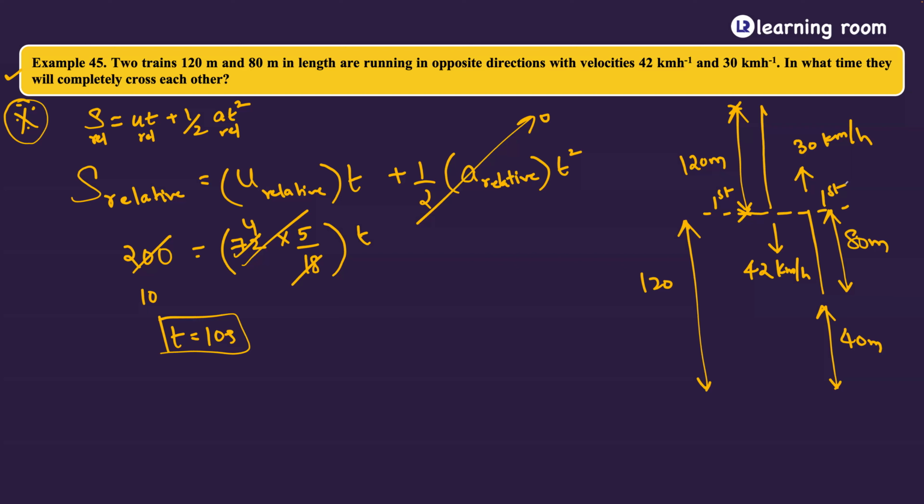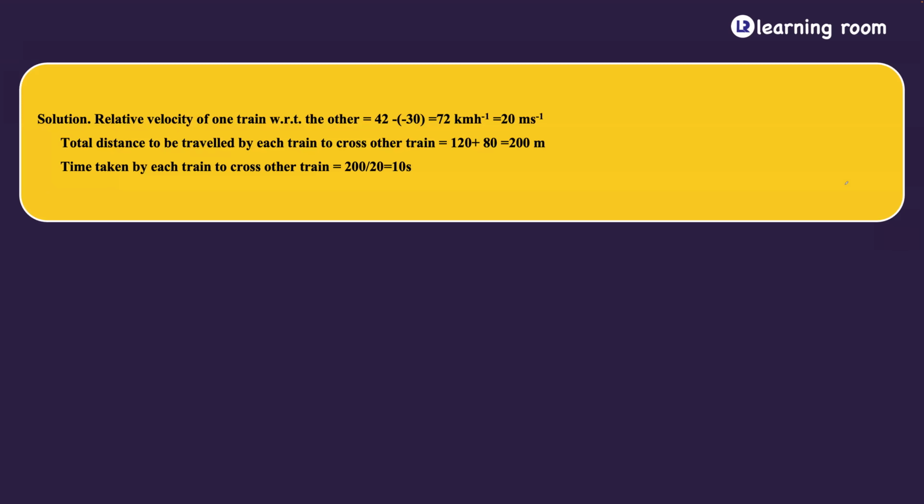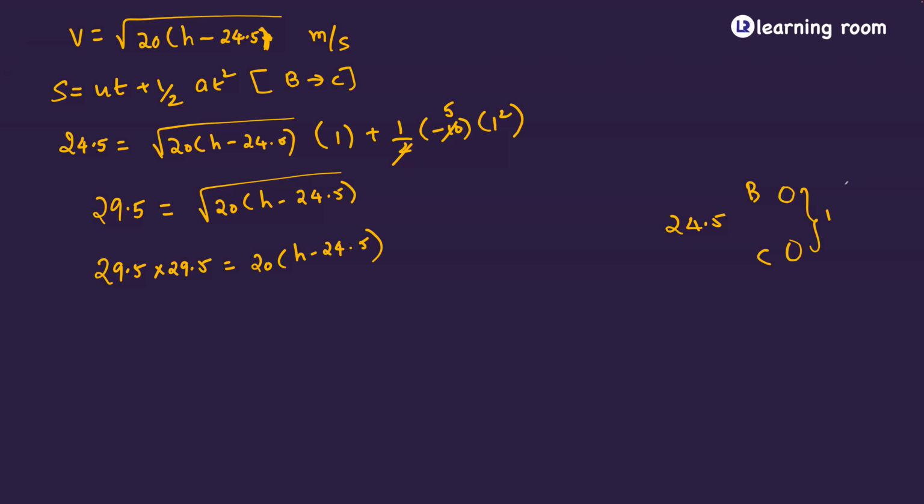Did you understand how to solve this kind of problem? Okay, listen, what did I do here? I told you one thing: I assumed one of them to be at rest. Let me explain the problem. That's what they wrote, relative velocity of one train with respect to the other. They use the direct formula. Total distance traveled by each train to cross is 200 meters. But I hope you would have understood why the 200.